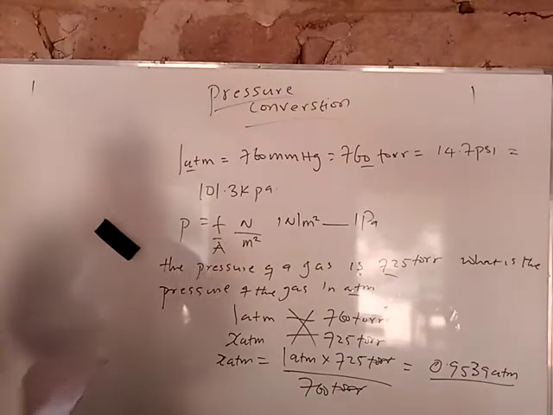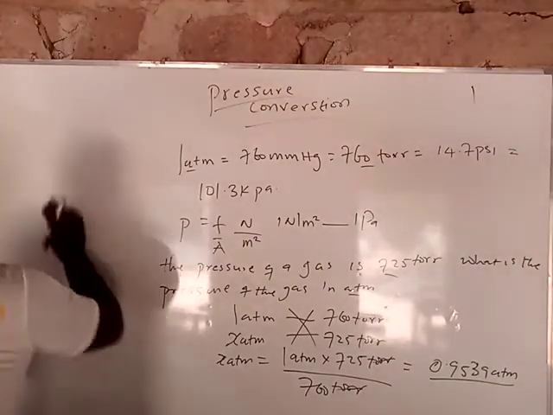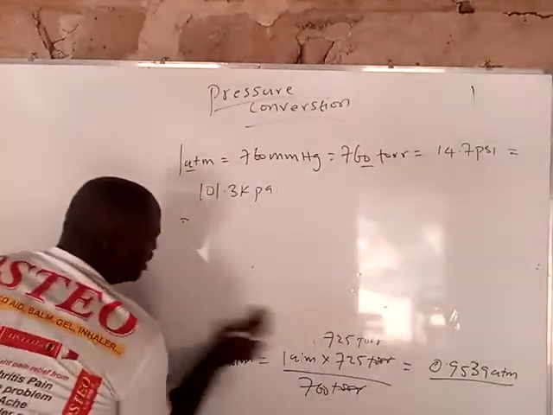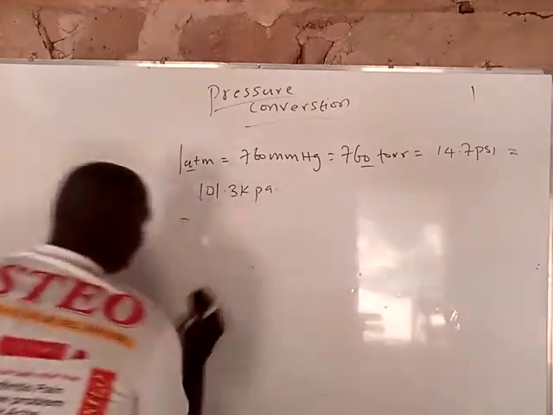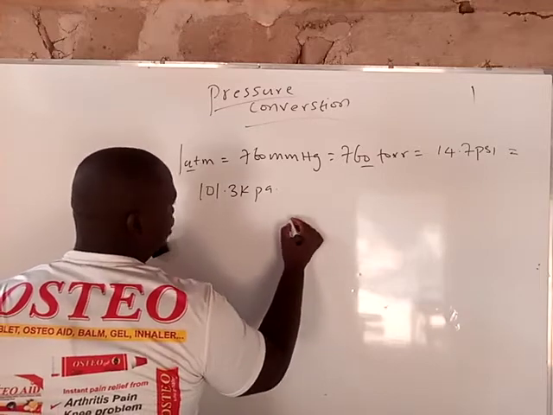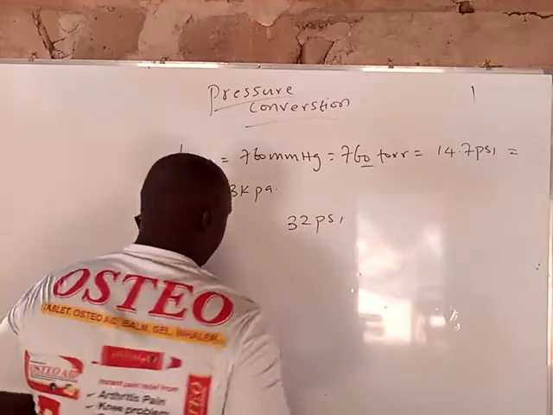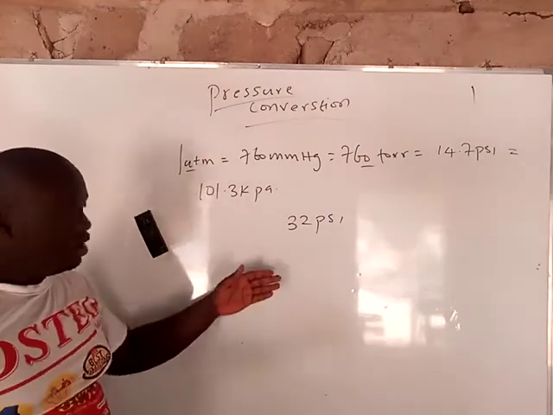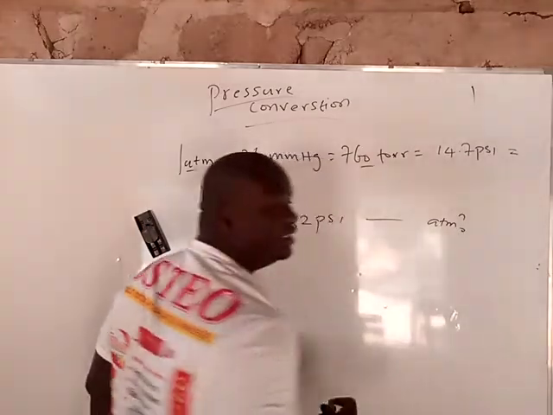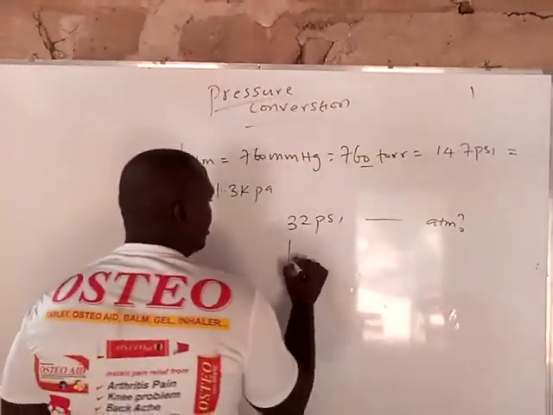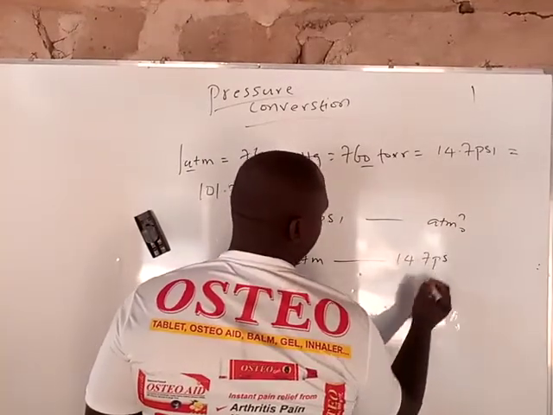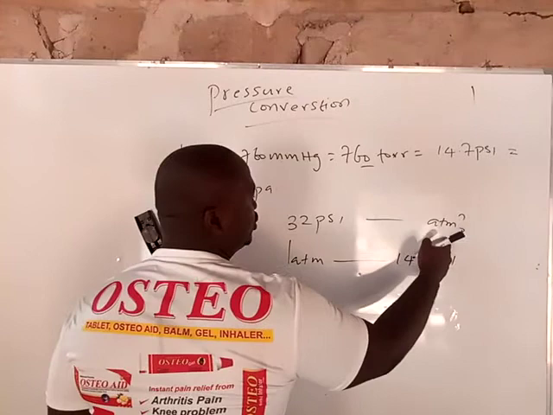Now, what if we have a very beautiful example here. Let me clean this place. Example number 2: you have a pressure of 32 psi, and I want you to find the pressure in atm. What will be the pressure in atm? All you need to do is know that 1 atm is equal to 14.7 psi.